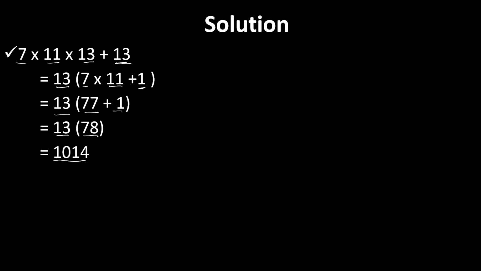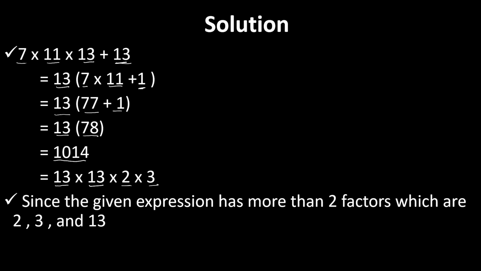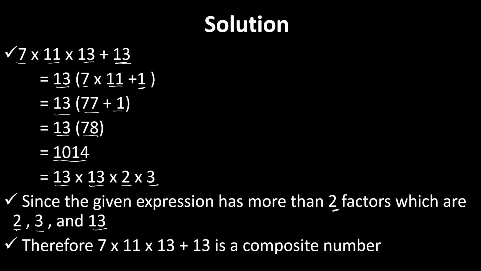So from prime factorization, we are going to get the prime factors, right? These are the prime factors whose product is going to give us 1014. They are 13 into 13 into 2 into 3. Now clearly we can see that since the given expression has more than two factors, which are 2, 3 and 13, therefore this entire expression 7 into 11 into 13 plus 13 is definitely a composite number.